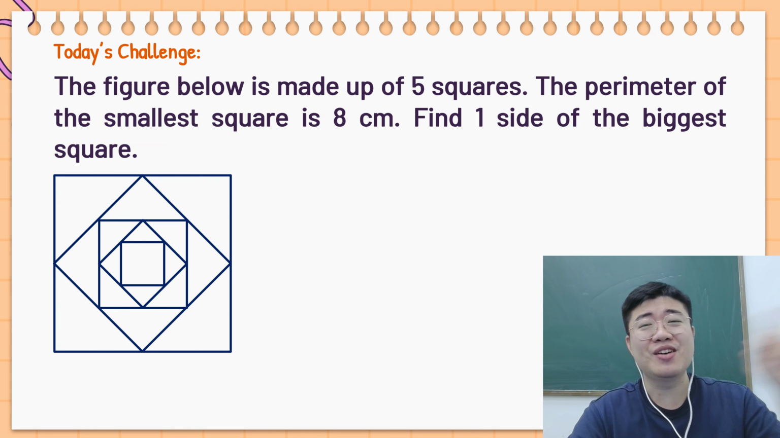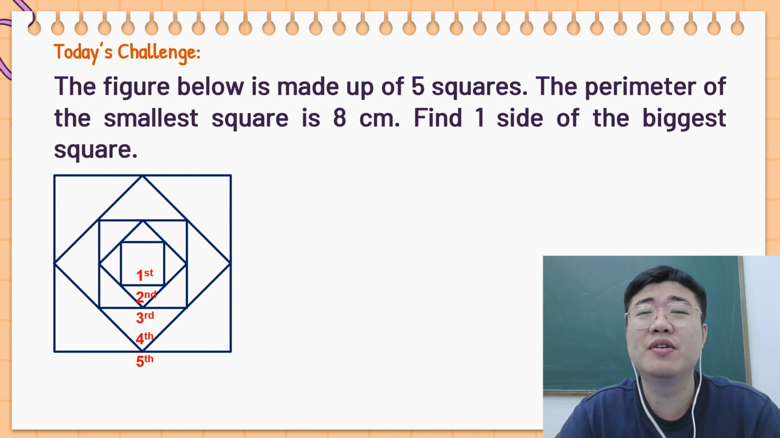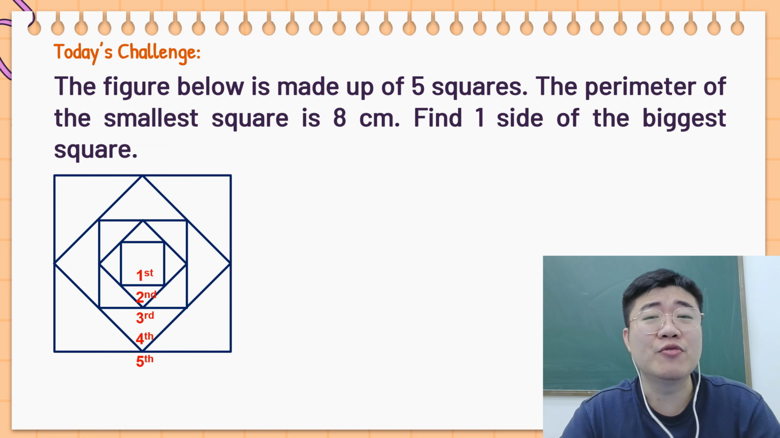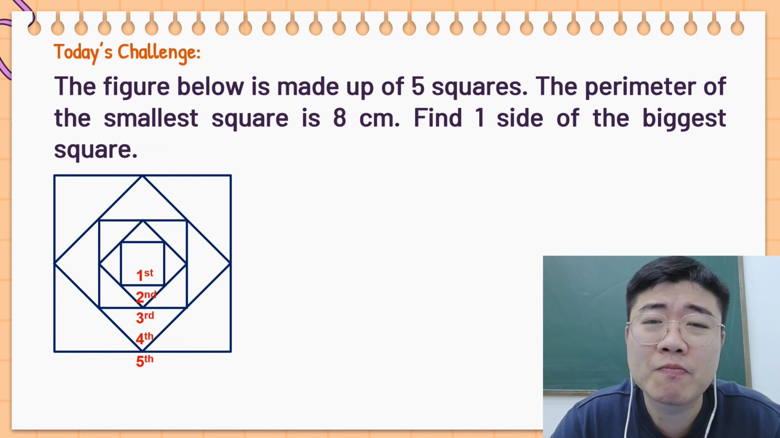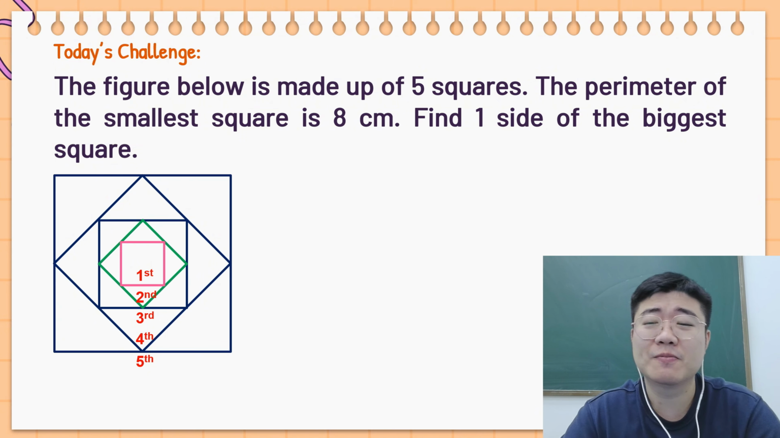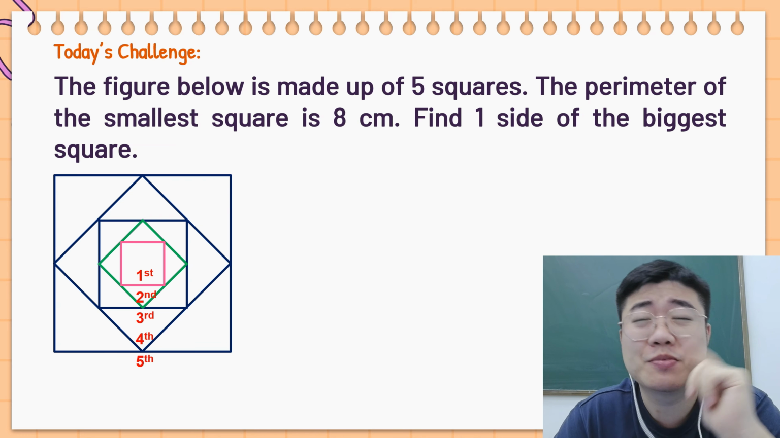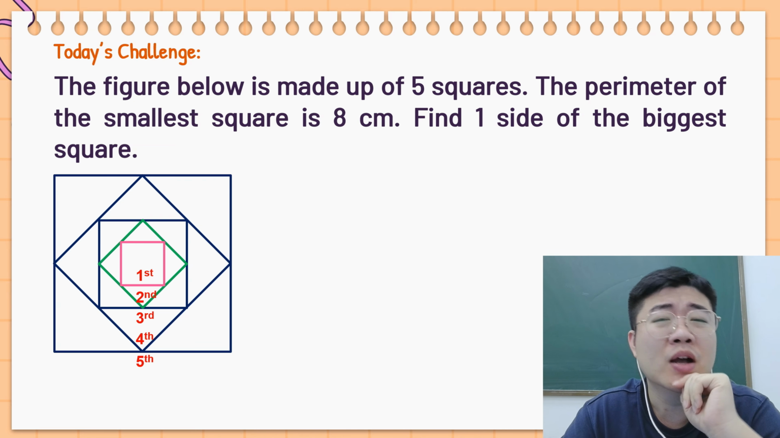Now, to make it easier for us to address the squares, let's label them from the first to the fifth. The first being the smallest, the fifth being the biggest. So let's compare the neighboring ones first, the first and the second. Now compare between these two. Are we able to find the relationships between one side of the square?